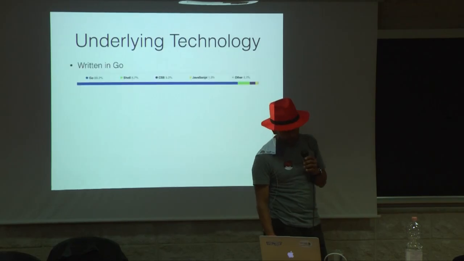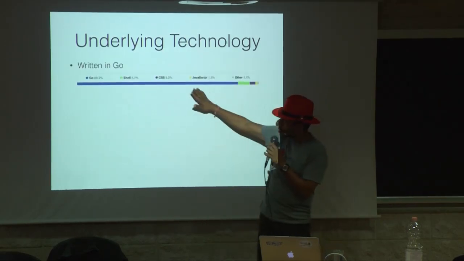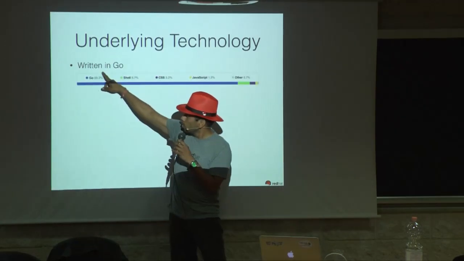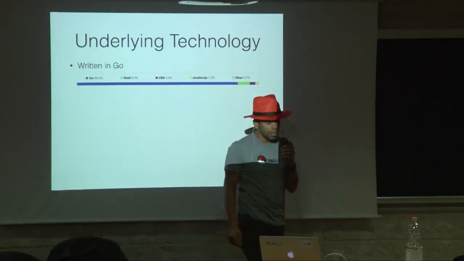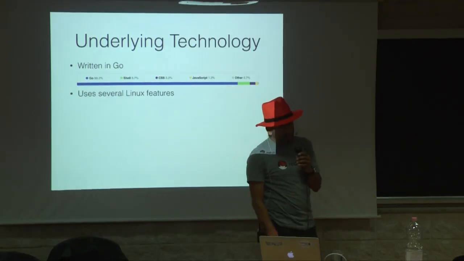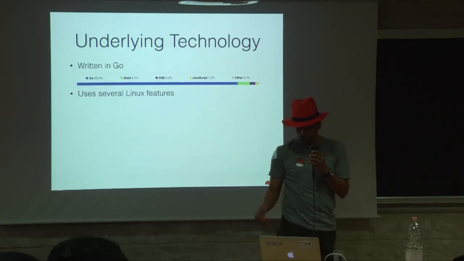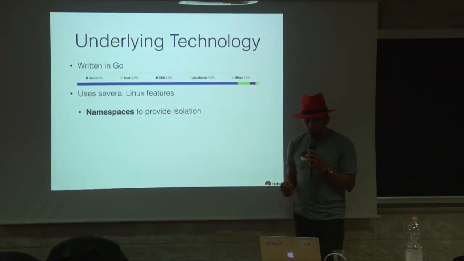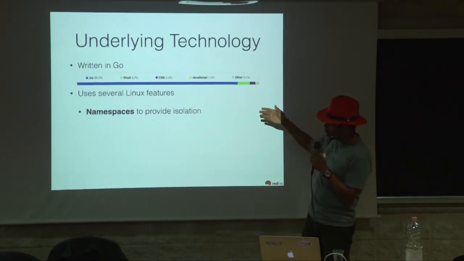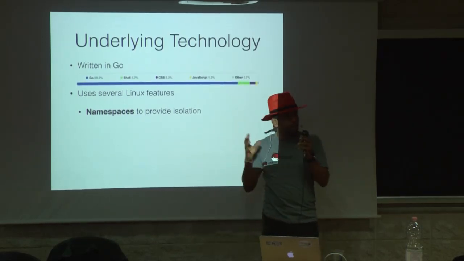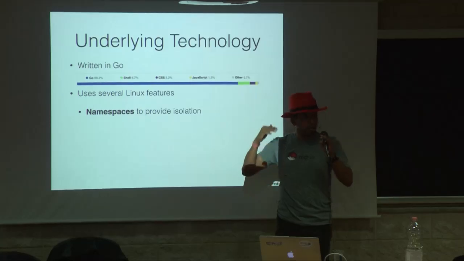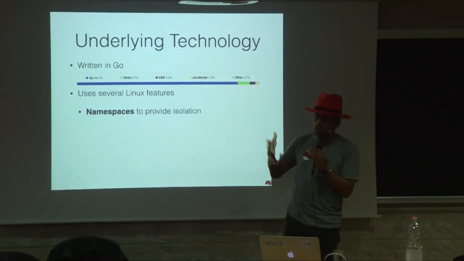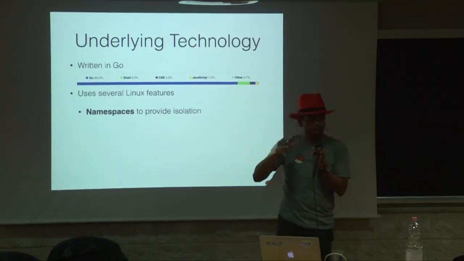So the underlying technology for that, of course, is all written in Go. So this is a snapshot from the languages. You can see almost 90% is written in Go. It uses several Linux features, which were heavily contributed by, which were actually designed by Red Hat. So in Linux, there is a concept of namespaces. Just like Java packages, it gives you isolation. They cannot interfere with each other, and that's what Docker uses to provide that isolation.